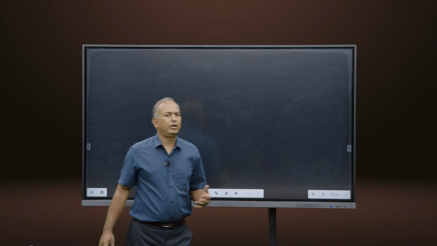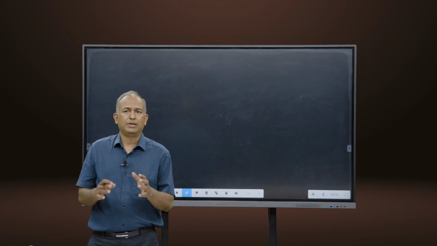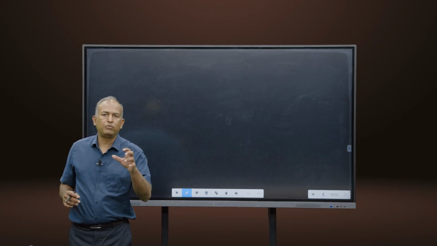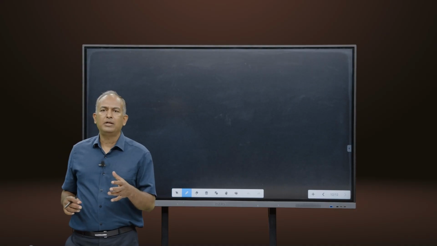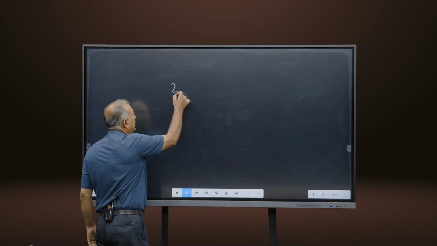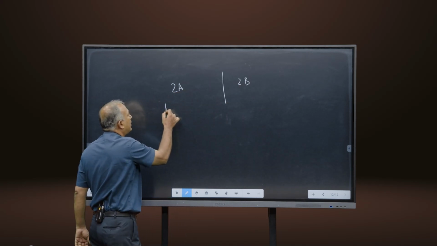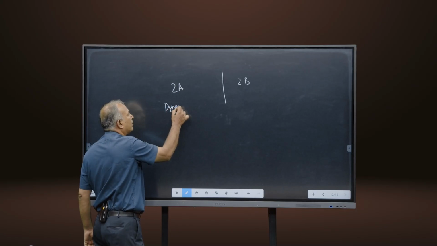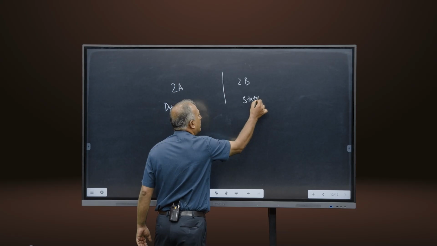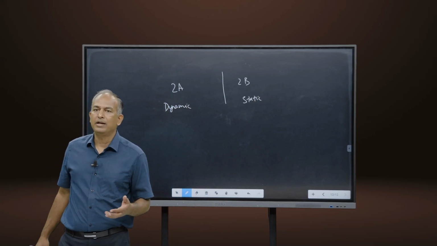Now, let me give you a little more understanding about 2A and 2B. What is the distinction between a 2A and 2B is something that we need to understand. Now that we have an understanding of the flow of data, we also need to understand the distinction between a 2A and 2B. Most likely all of you would have heard that 2A is a dynamic statement and 2B is a static statement.